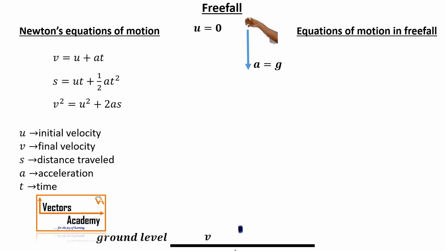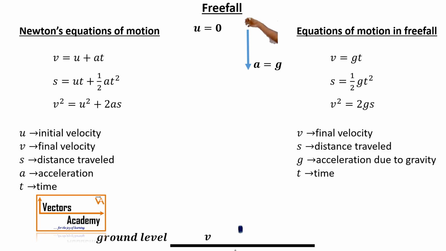Now if you look at the first equation, v is equal to u plus at, we know the value of u is 0 and the value of acceleration is small g. Hence the first law becomes v is equal to g into t. Similarly, in the second law, as u is 0, the first term is cancelled out, and in place of a, I'll write g. So I'll get s is equal to half gt square. Similarly, in the third law, v square is equal to 2gs.